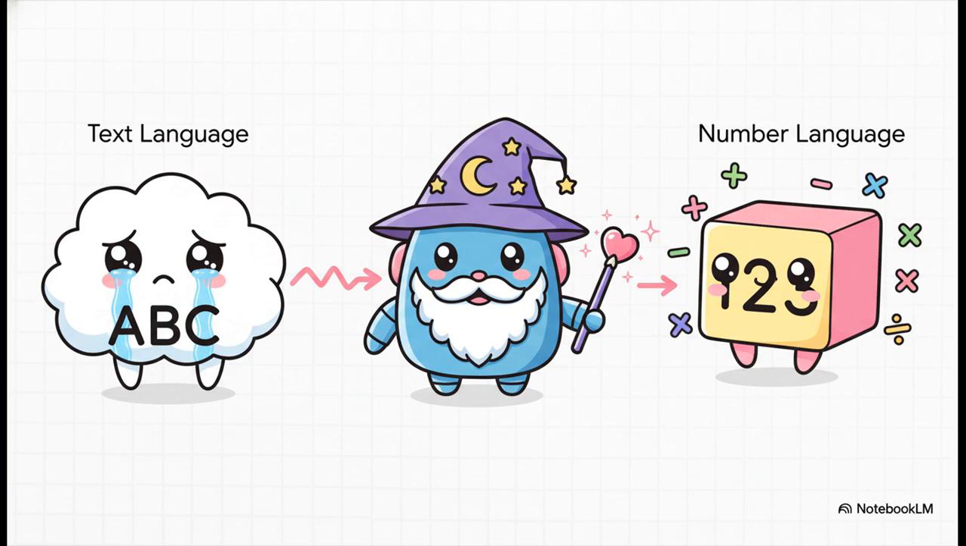Honestly, this is the easiest way to think about it. Casting is just a data translator. You're taking information that's in the language of text, and you're translating it into the language of numbers so your program can finally do the math you want it to do.